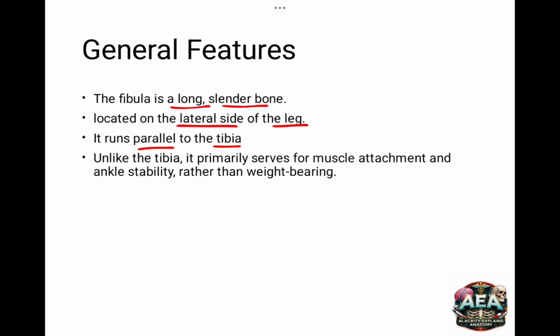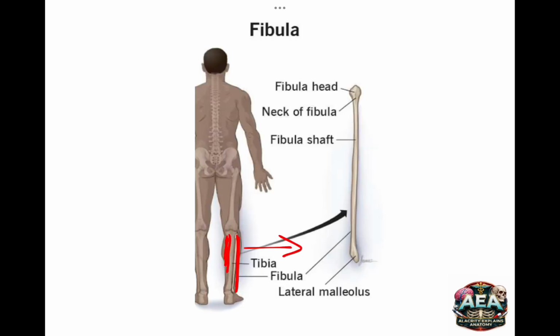Unlike the tibia, it primarily serves for muscle attachment and ankle stability rather than weight bearing. It does not serve a weight bearing function. It serves majorly muscle attachment and ankle stability roles. So this is the fibula. You can see the tibia. This is the upper part, this is the lower part, and this is the shaft of the fibula.